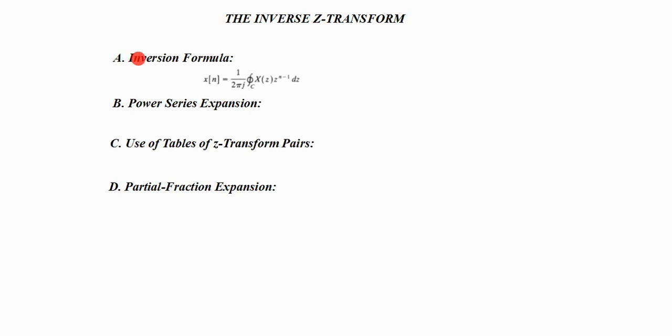One is by using the general formula, that is x of n is given by 1 by 2 pi j integral over the closed contour C of X of z into z raised to n minus 1 into dz. But this method we normally will not use, because we need a strong understanding of complex integration. So we will use some other easy methods in this lecture. Another method is power series expansion.